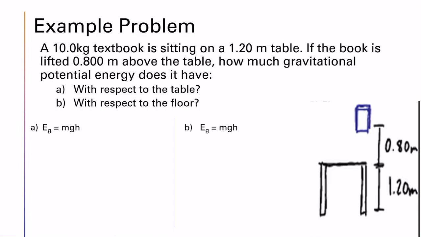So let's read the sample problem. A 10 kilogram textbook is sitting on a 1.2 meter table. If the book is lifted 0.8 meters above the table, how much gravitational potential energy does it have? A, with respect to the table, B, with respect to the floor.